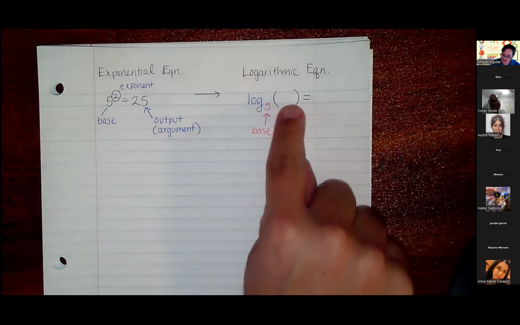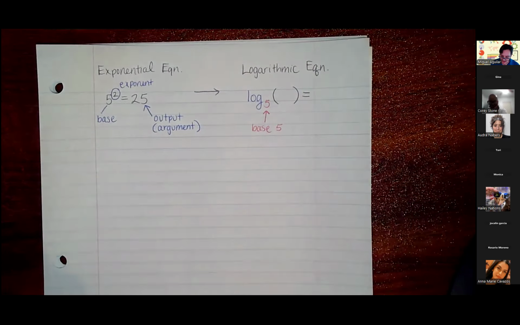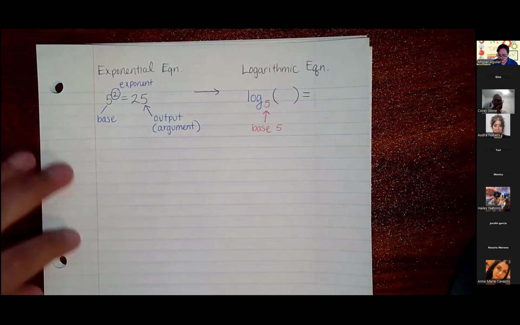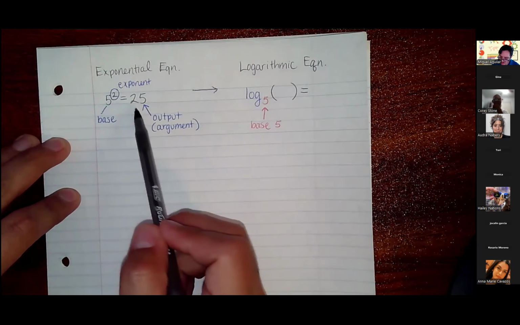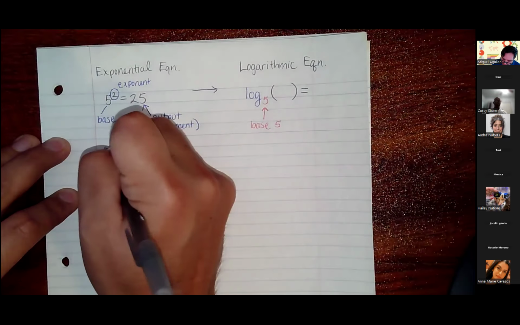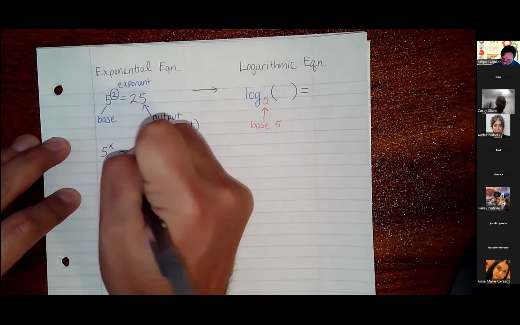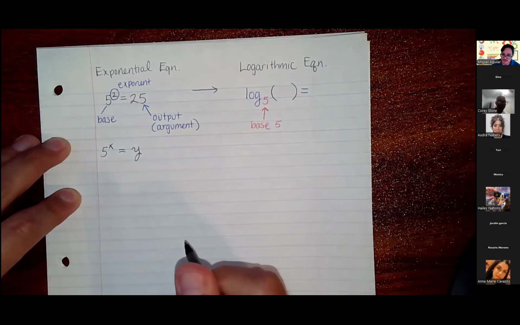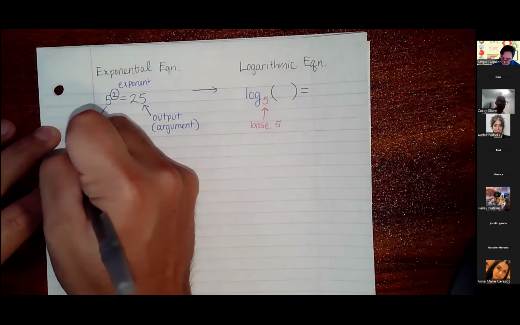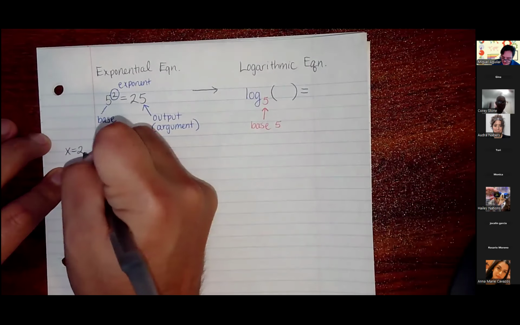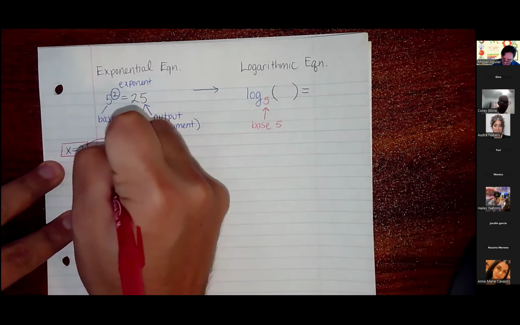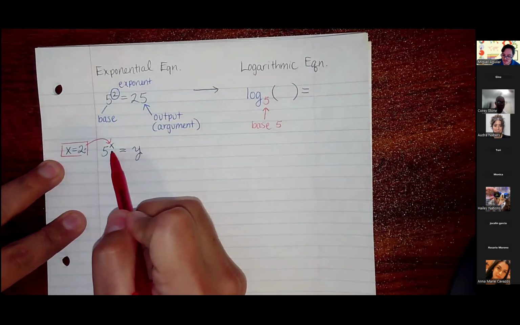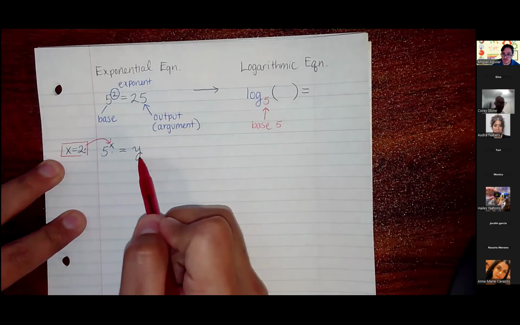And what we want to do is figure out what's going on inside the parentheses and what's going on the other side of the equal sign. Well, if you think about this exponential equation, it's kind of like an exponential function where we had 5 to the x power equals some y value, where I said, like, let x equal 2. And then we took that 2, plugged it into the function for our x value, and then we got our y value as the output.